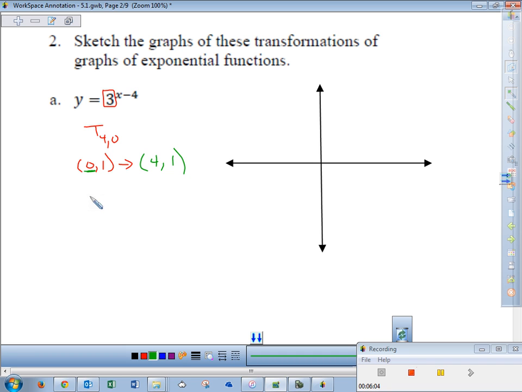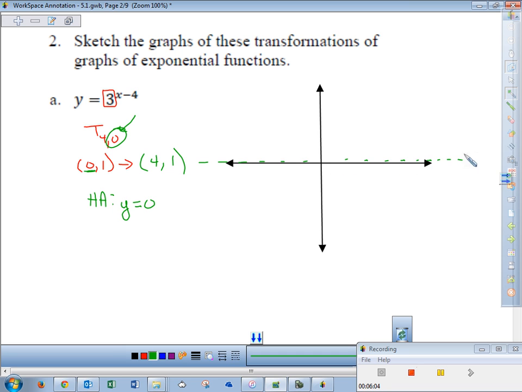Cool? Where's my horizontal asymptote at? It started at y equals 0, correct? Did this graph move up or down at all? Did anything move up or down at all? So nothing moved up or down. Shouldn't my horizontal asymptote still be in the same place then? It starts at y equals 0. Where will it be at now? At y equals 0. So start with that asymptote first.